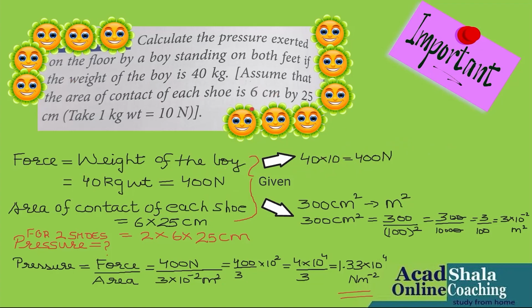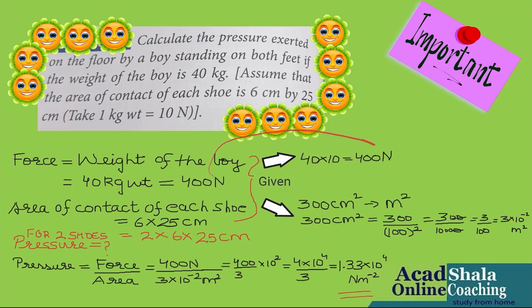Now the second thing they said is that the area of contact of each shoe is 6 centimeter by 25 centimeter. Now children, everybody knows human beings have 2 legs. That means they are saying this for each shoe, so he must be having another shoe also. It is very obvious. So first I will write the area of contact of each shoe, that is 6 into 25 centimeter. So these two things were given.